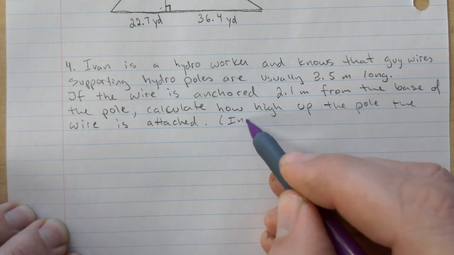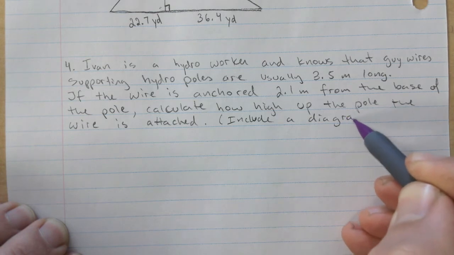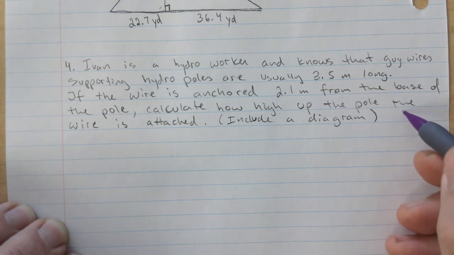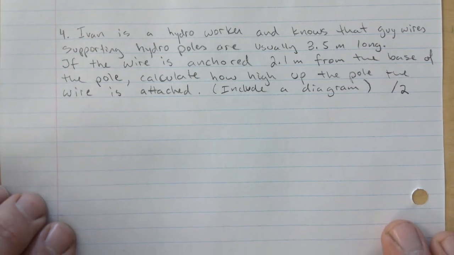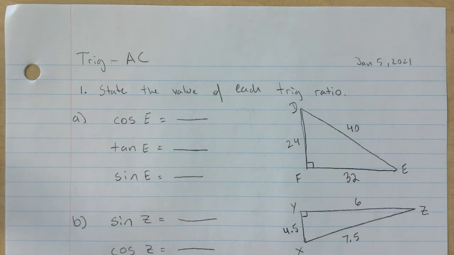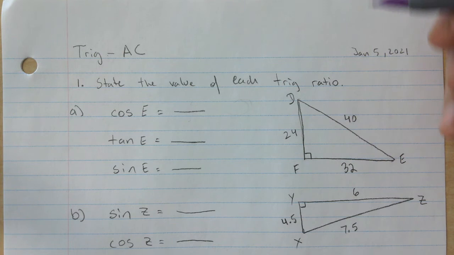I would say include a diagram. So this would be a 2-mark question. So make a diagram and try to solve that particular question. So grab a marker or a pen and go check or X, right? I'll tell you what everything is worth.